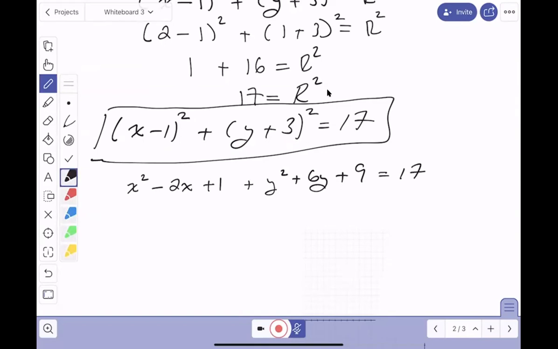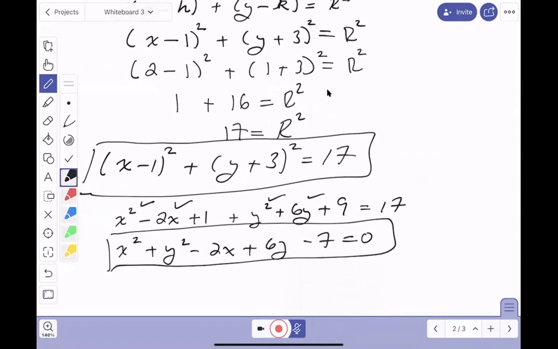All right, let's keep going. x squared plus y squared, I just did these two, minus 2x plus 6y. Then we get 9 plus 1 is 10. Take away 17, you get minus 7 equals 0.